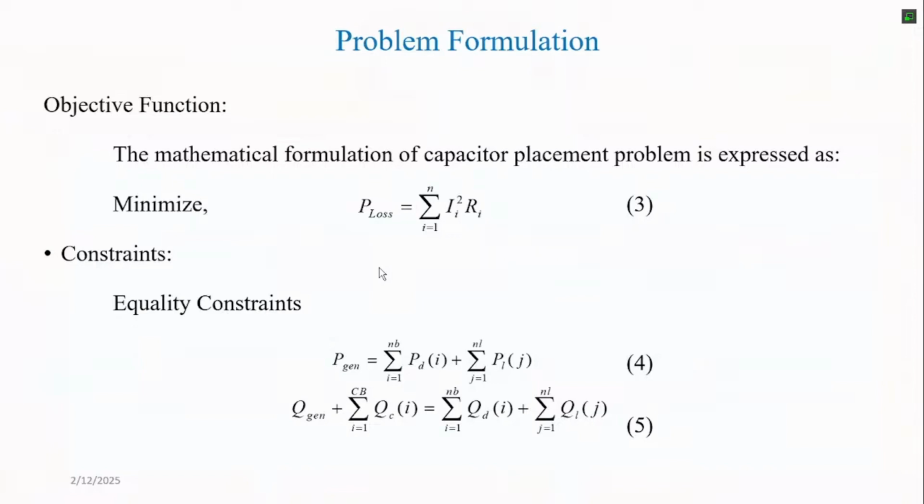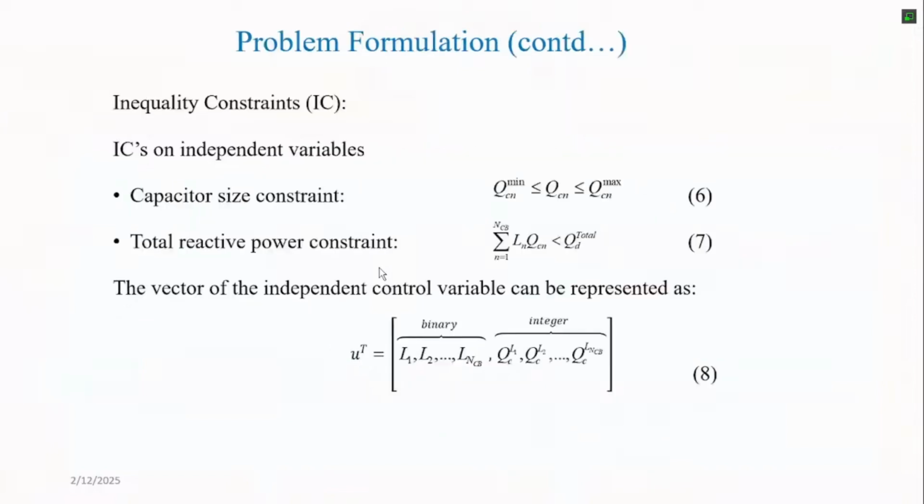These two equations we are supposed to satisfy, and besides this we have to check other inequality constraints. A few seconds ago I was about to talk about the independent variables and dependent variables. Now this inequality constraint, again we can say has two parts. One is on independent variables, another is on dependent variables. Like the capacitor size constraint: all sizes of capacitor may not be available on the market, so a specific size is supposed to be there.